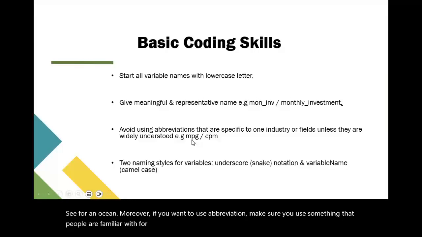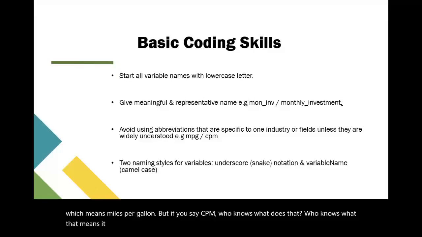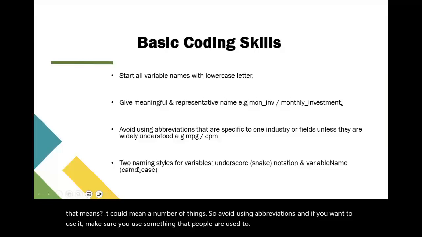Moreover, if you want to use an abbreviation, make sure you use something that people are familiar with. For instance, MPG is a common thing that people are familiar with, which means miles per gallon. But if you say CPM, who knows what that means? It could mean a number of things. So avoid using abbreviations, and if you want to use them, make sure you use something that people are used to.